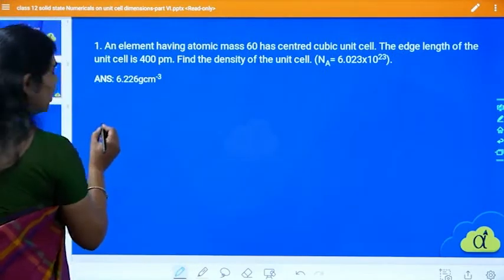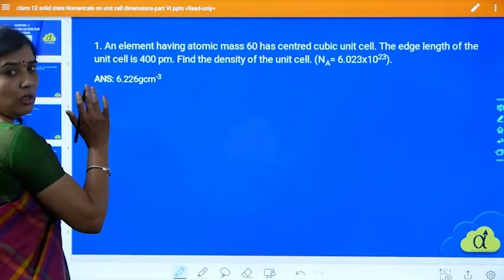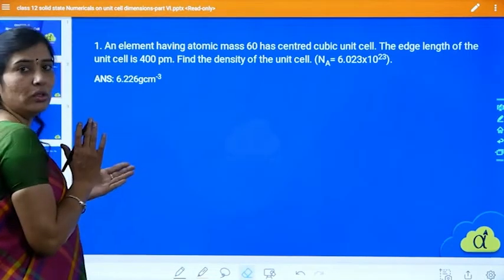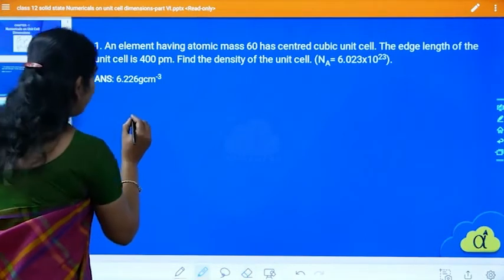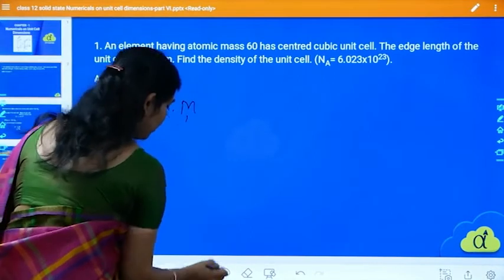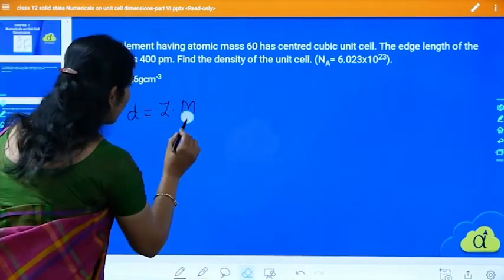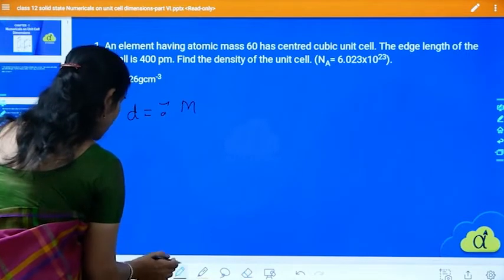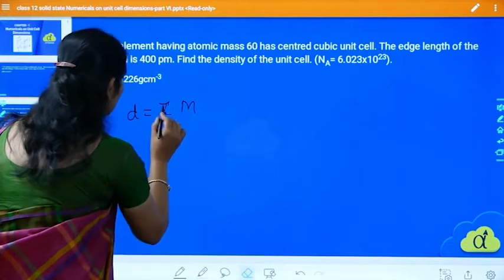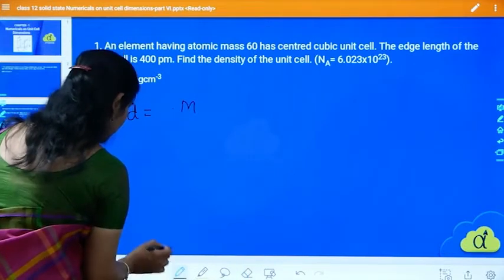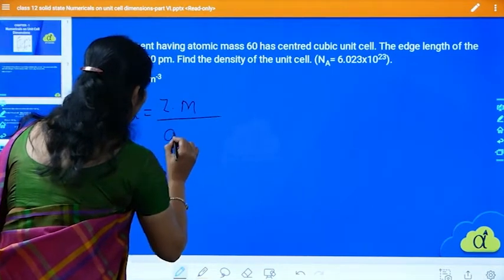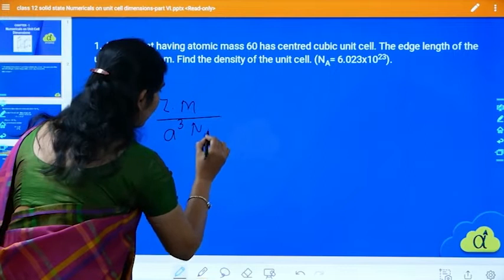See, now I will tell you neatly. If they give a question like this, first you have to write the data, note down what the data is. Then you have to write the formula here. What is the formula? D is equal to Z into M divided by A cube Na. First you write the formula.